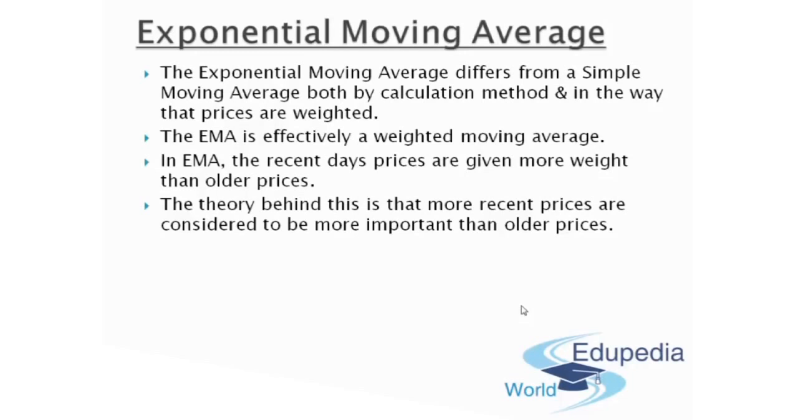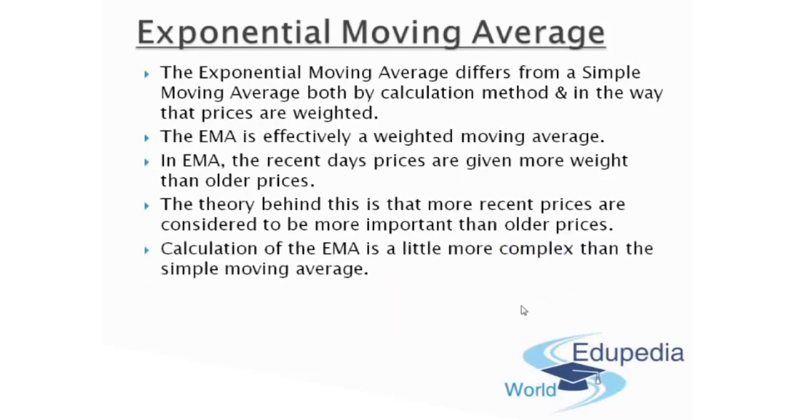So in that case, I'll be putting the maximum weight on my closing taxation rate, which is available currently. The same theory is applied to securities as far as the exponential moving average is concerned. This theory allows you to say that more recent prices are considered to be more important than older prices. Calculation of the EMA is a little more complex than the simple moving average just because of these weights. So let's see how we can find the exponential moving average.